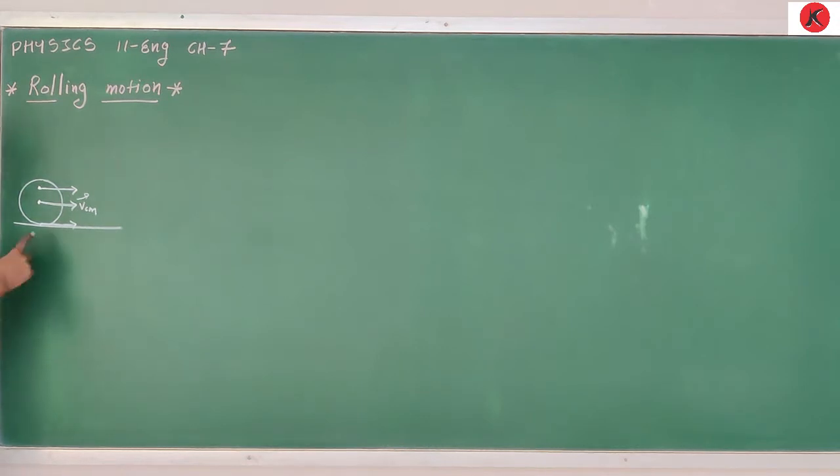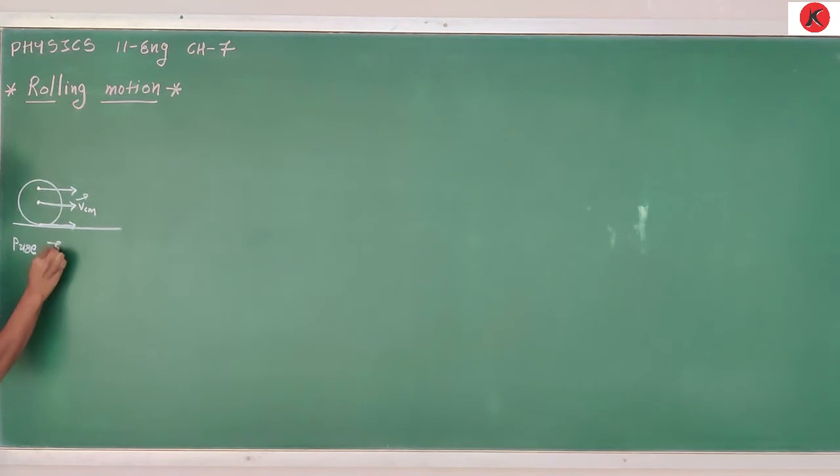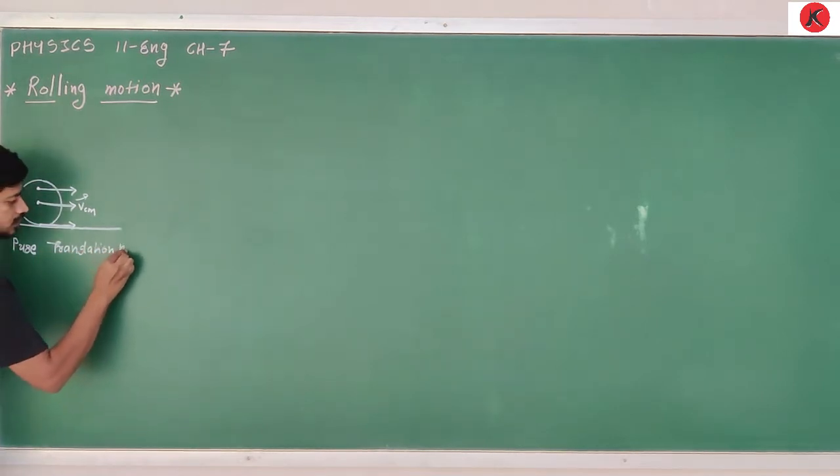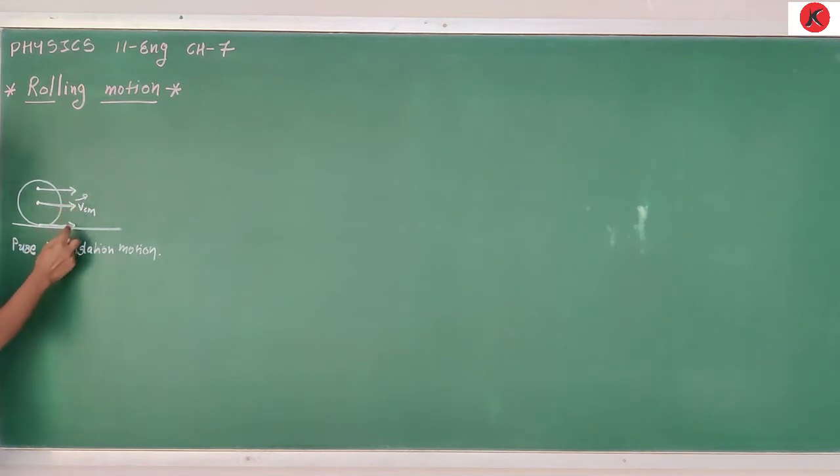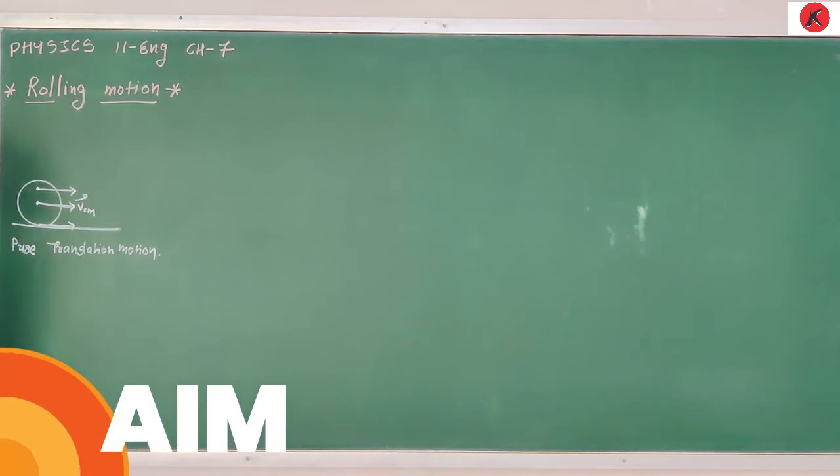So if the velocity of each and every particle is in the same direction, parallel to the level surface, then it is called pure translational motion. Clear about this? When the velocity of each and every particle is the same and is equal to the velocity of the center of mass, and they are moving parallel.